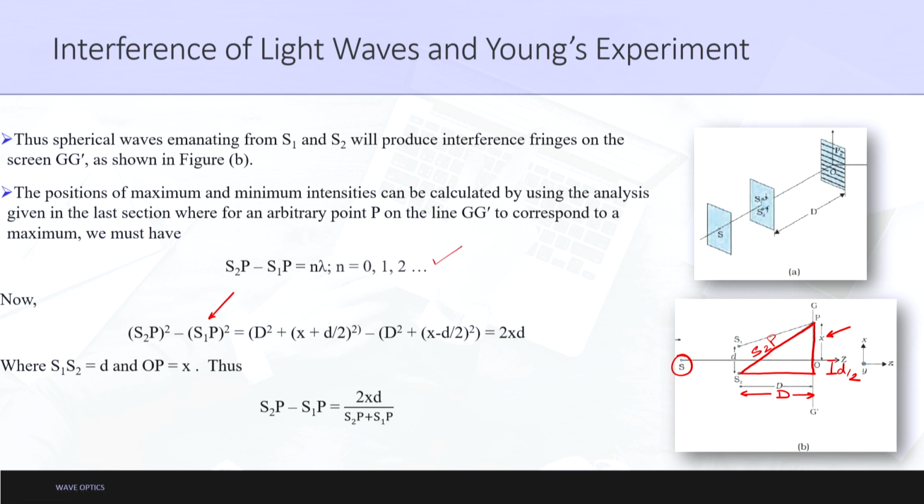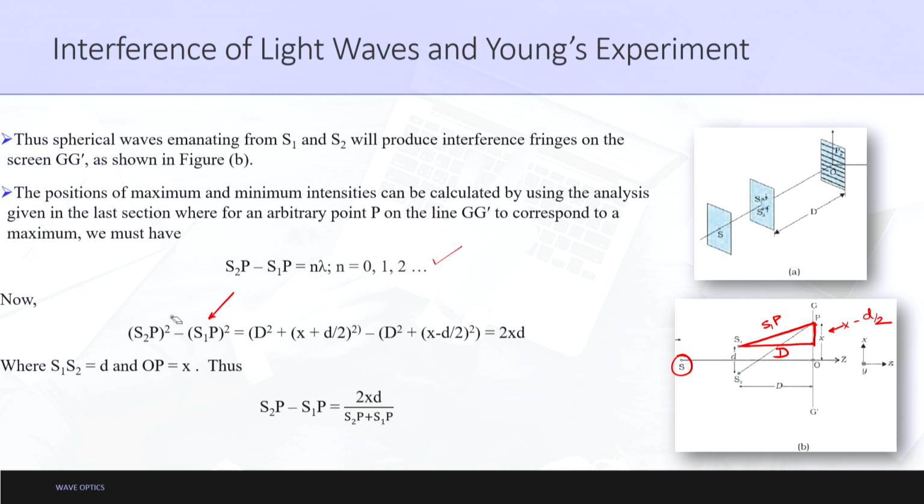Similarly, what will S1P be? Let me change the diagram. S1P will be denoted by this triangle. So this will be S1P, quite evident. This distance will be capital D, and this other distance will be nothing but x minus d by 2, because below it was x plus d by 2, hence this will be x minus d by 2. So it is written here that S1P square is equal to D square plus x minus d by 2 whole square.